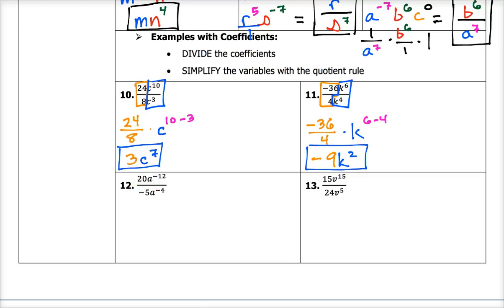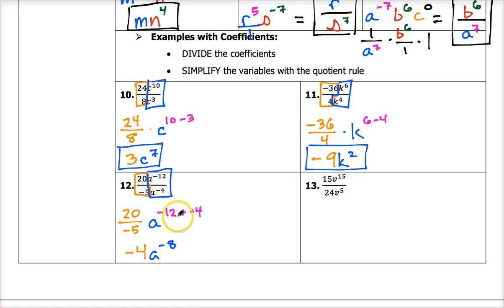Number 20, we have 20 divided by negative 5. 20 divided by negative 5 is negative 4. And then we have a to the negative 12th divided by a to the negative 4th. So this would be written as a to the negative 12 minus negative 4. So again, we have a double sign here. This becomes plus 4. So this is a to the negative 8th power.